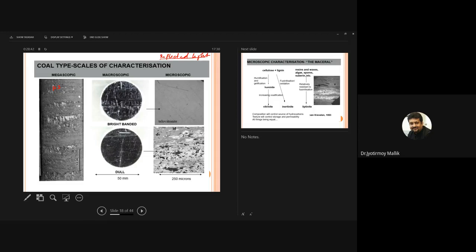And now here, this is actually a core. This particular hand specimen is actually a core. You know what cores are from your petroleum geology class by now. It is a cylindrical piece of rock, right? You can very well identify here these bright bands. These are my bright bands. You can see alternate bright bands and dull bands.